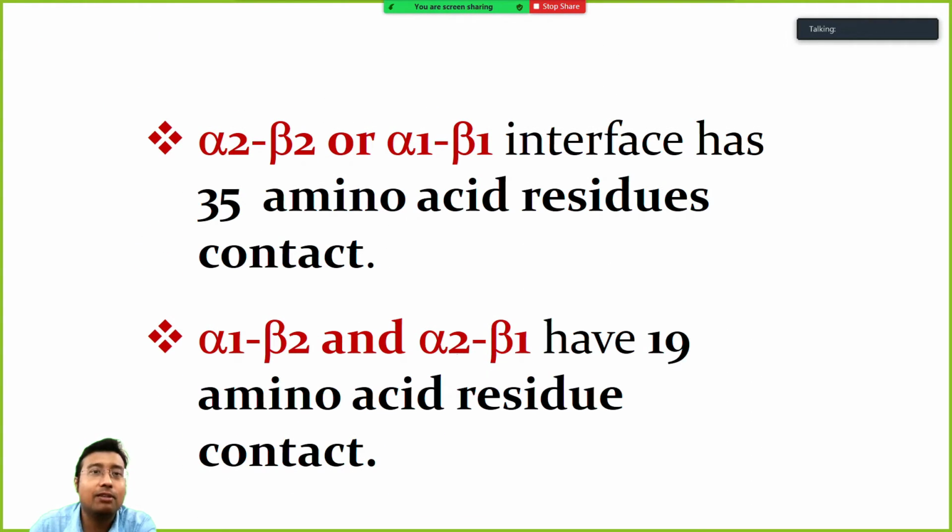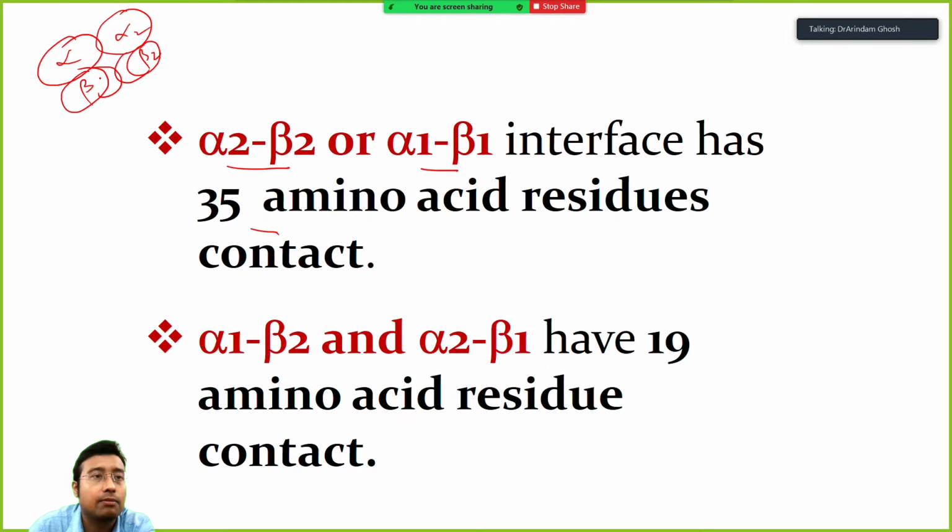See, more information. The alpha 2 beta 2 or alpha 1 beta 1 interface has 35 amino acid residues in contact. What do I mean? Imagine this is one alpha, this is one beta, again this is alpha 2 and this is beta 2. Everything is in contact. So this alpha 1 beta 1 contact or alpha 2 beta 2 contact is much stronger, as I told you. So they have 35 amino acid residues in contact. Over here a total of 35 amino acids are there.